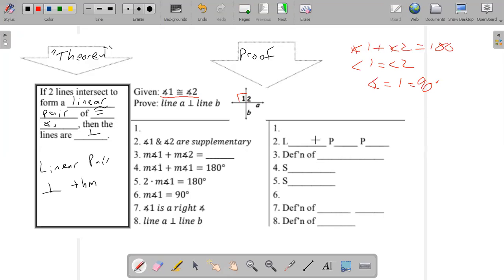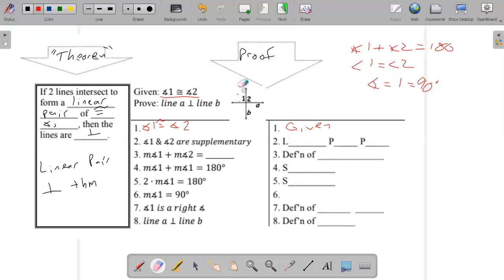All right, so now let's go through the actual proof of it, because we just talked it out up here. So given angle 1 is congruent to angle 2, I'm going to put that in my proof spot. Angle 1 is congruent to angle 2, and this is our given. Right here, I'm going to go through all of the steps so that you can see what this looks like. Angle 1 and angle 2 are supplementary to each other.